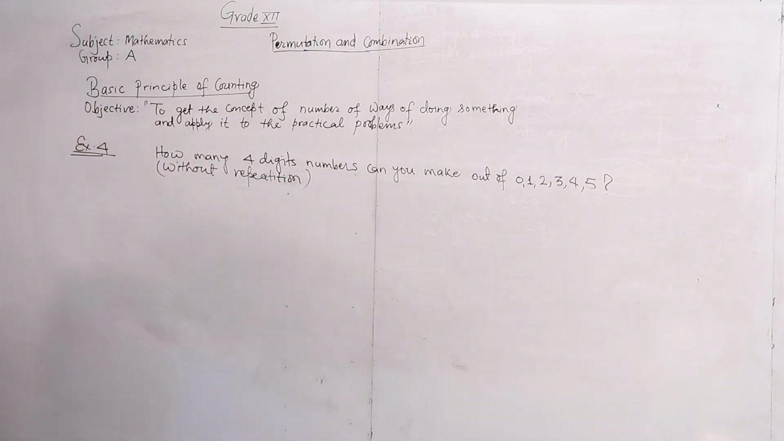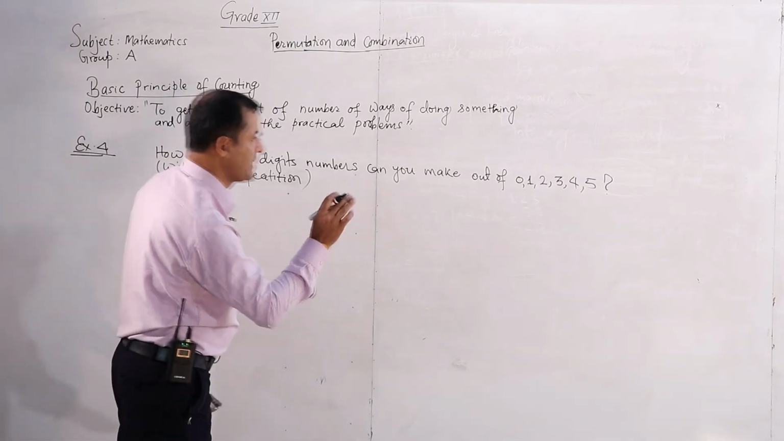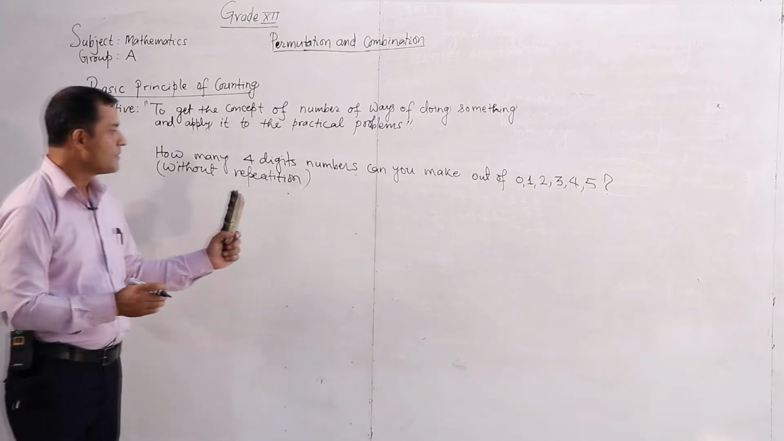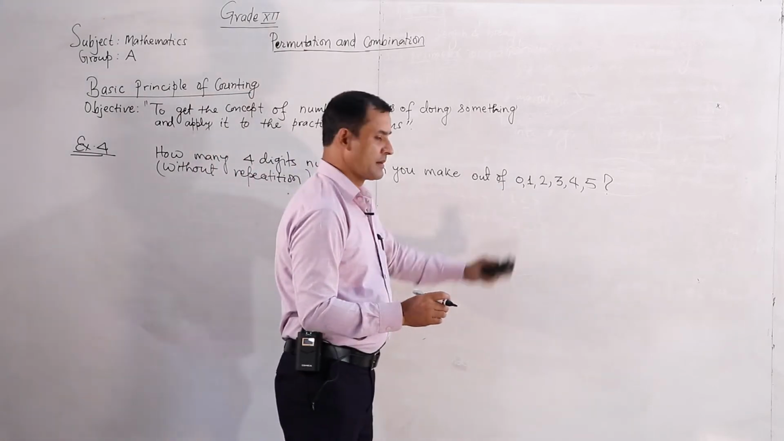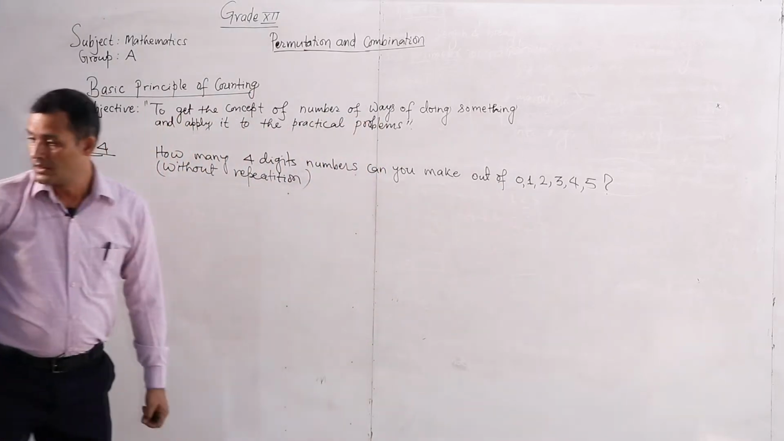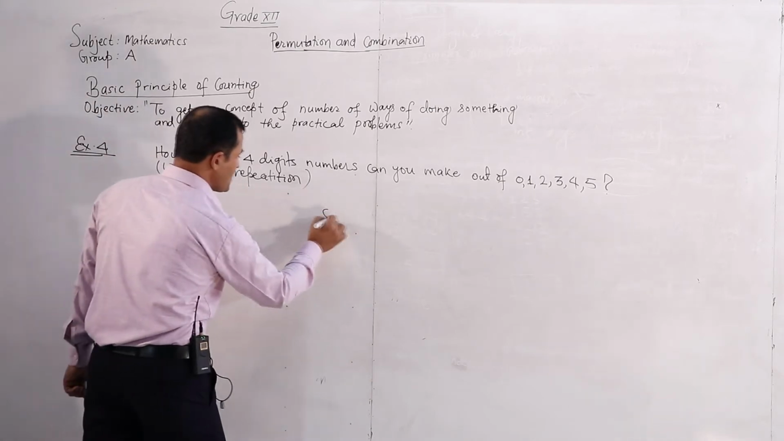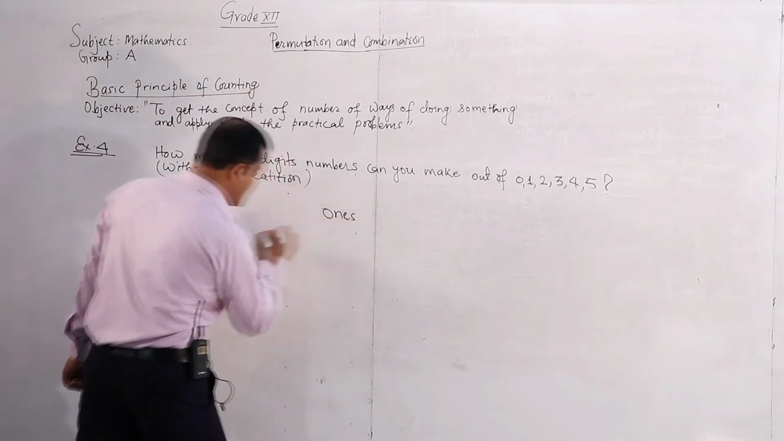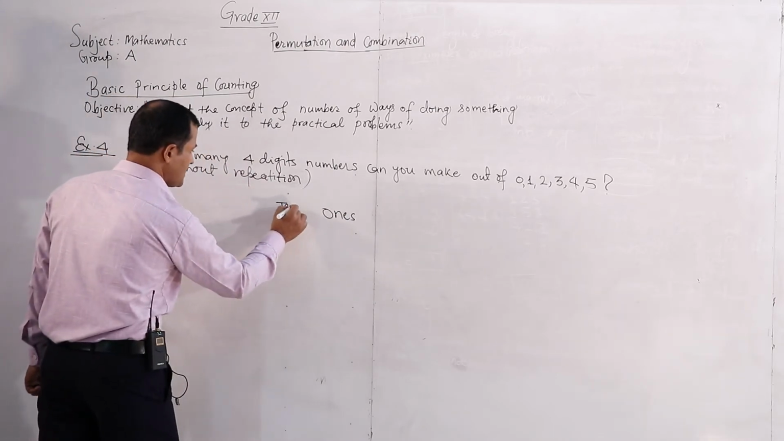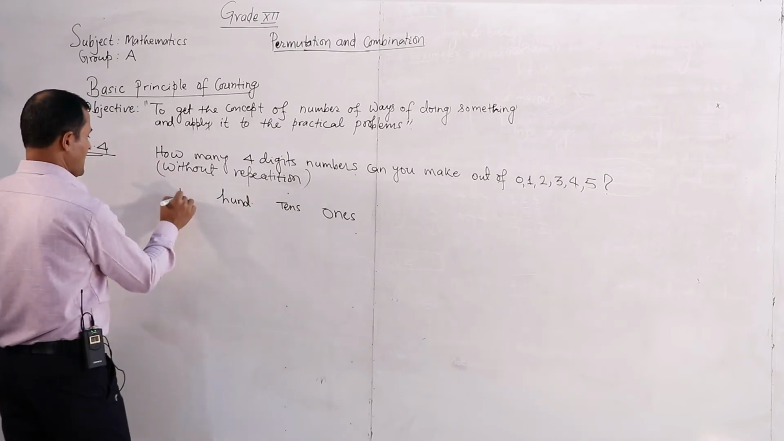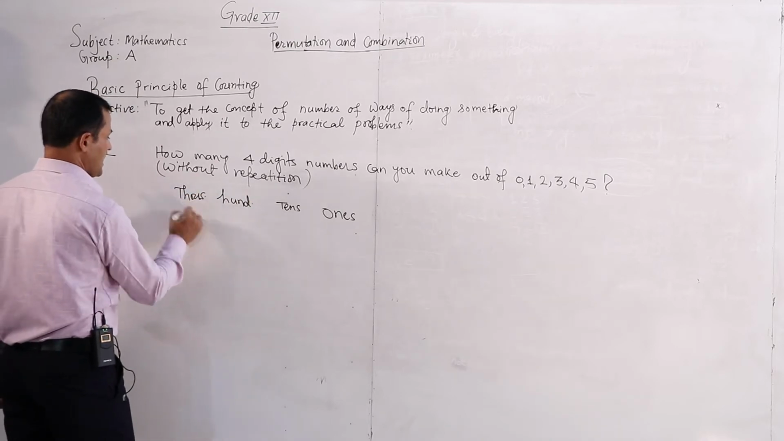Without repeating the digits. Okay, how many 4-digit numbers can you make out of 0, 1, 2, 3, 4 and 5? So here 0 is coming, isn't it? So we need to take care about 0. So, 4-digit number. As usual, let's write the place value table. Ones, tens, hundreds and thousands.